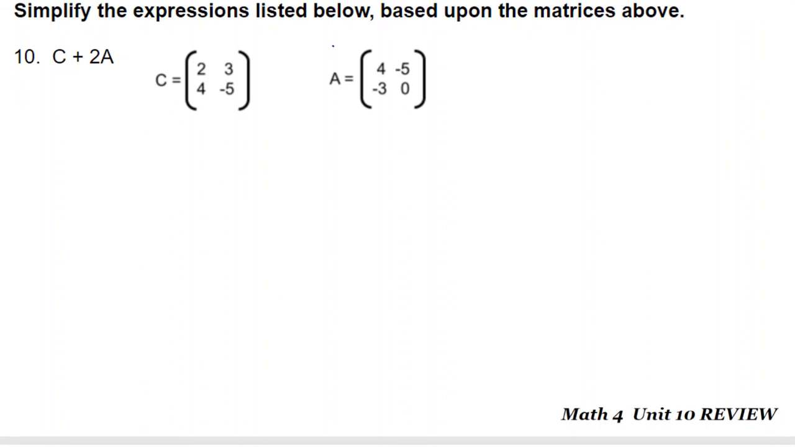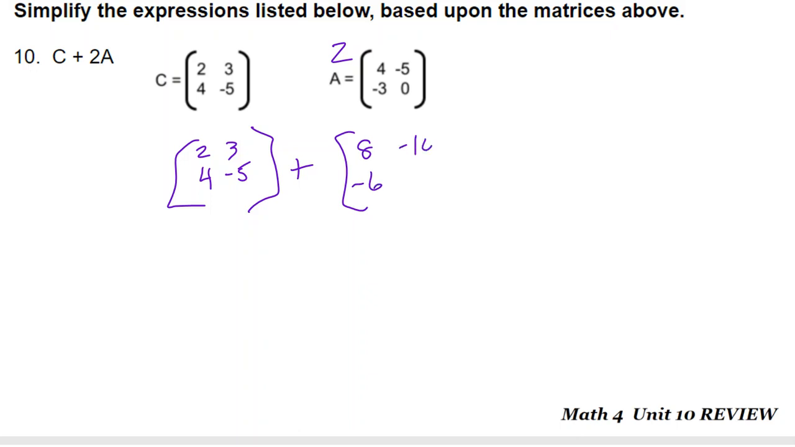Here we're going to multiply this guy by 2. We'll get an 8 and a negative 6 and a negative 10 and a 0. And then we're ready to add. 2 plus 8, 4 plus negative 6, 3 plus negative 10, negative 5 plus 0.